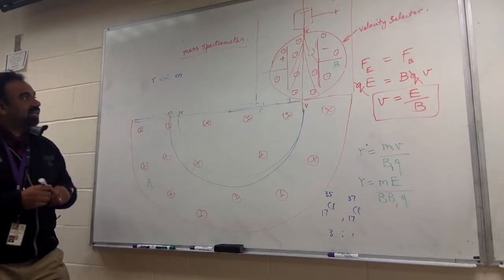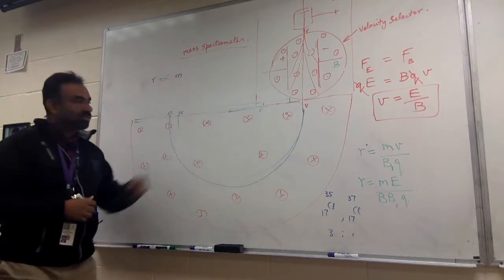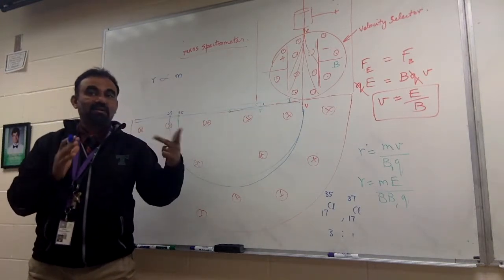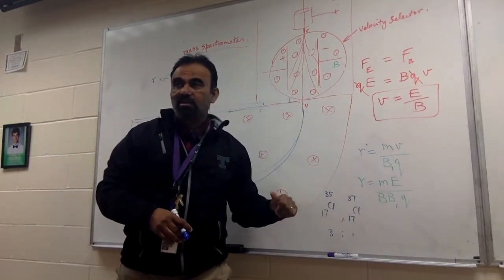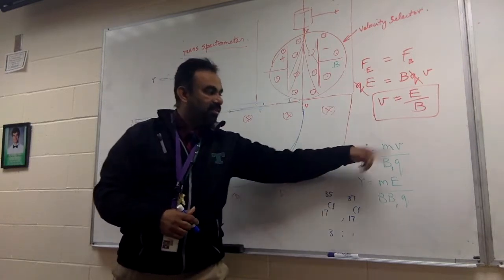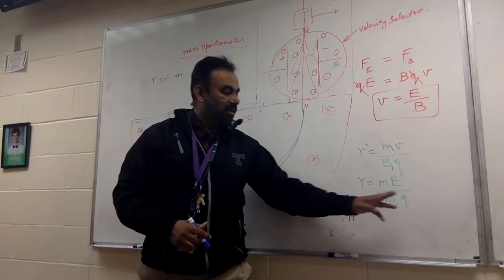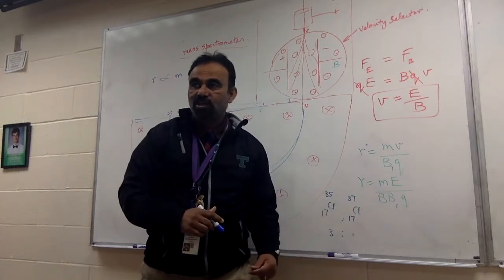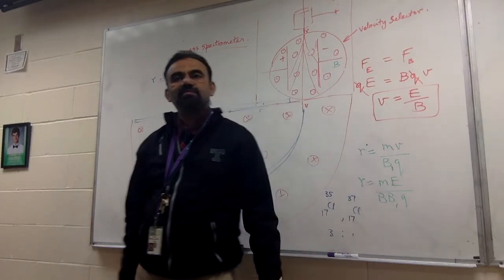But you can understand that by comparing the radius, because radius is proportional to the mass. If everything is fixed, you can actually determine the mass. You know E, you know B1, B, you know the charge, one electron charge. So you know the radius, you know the mass.